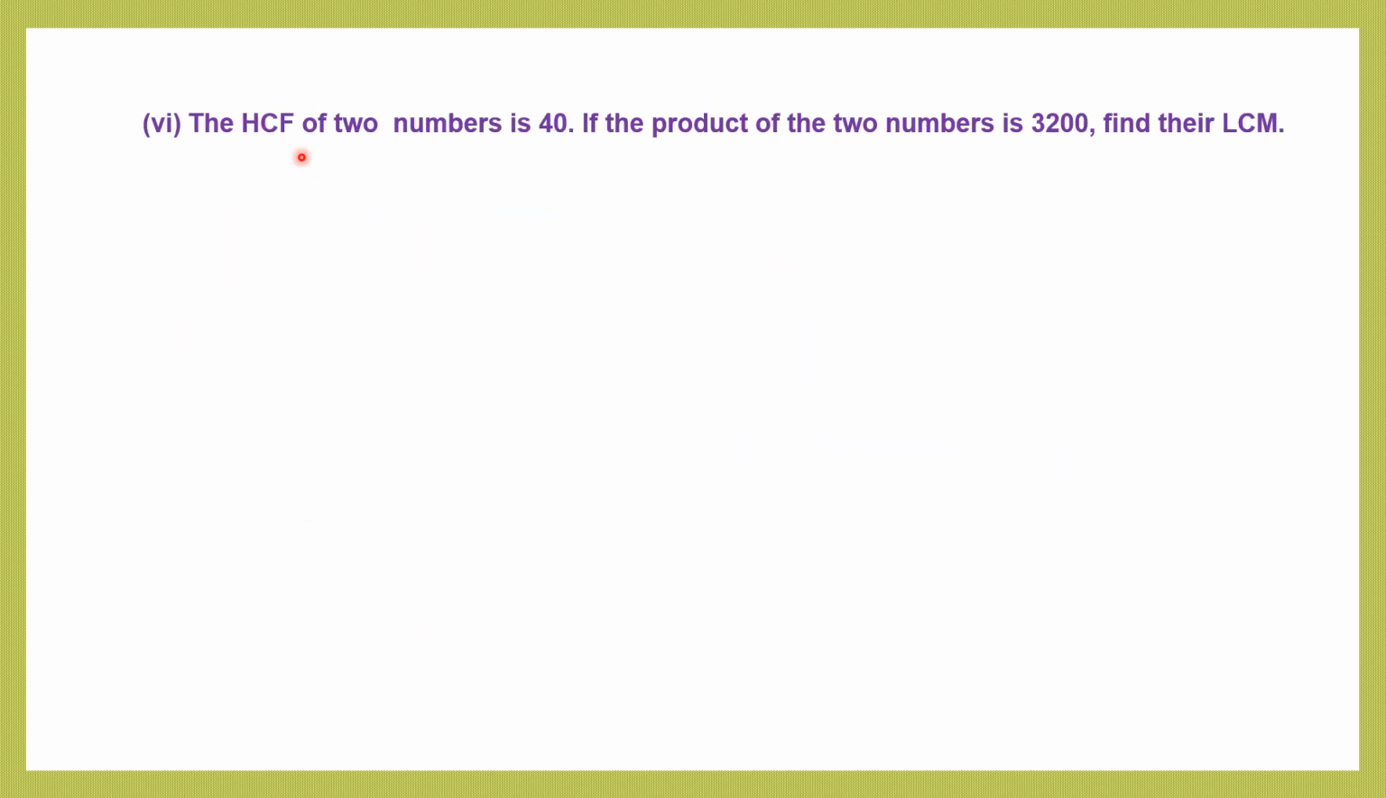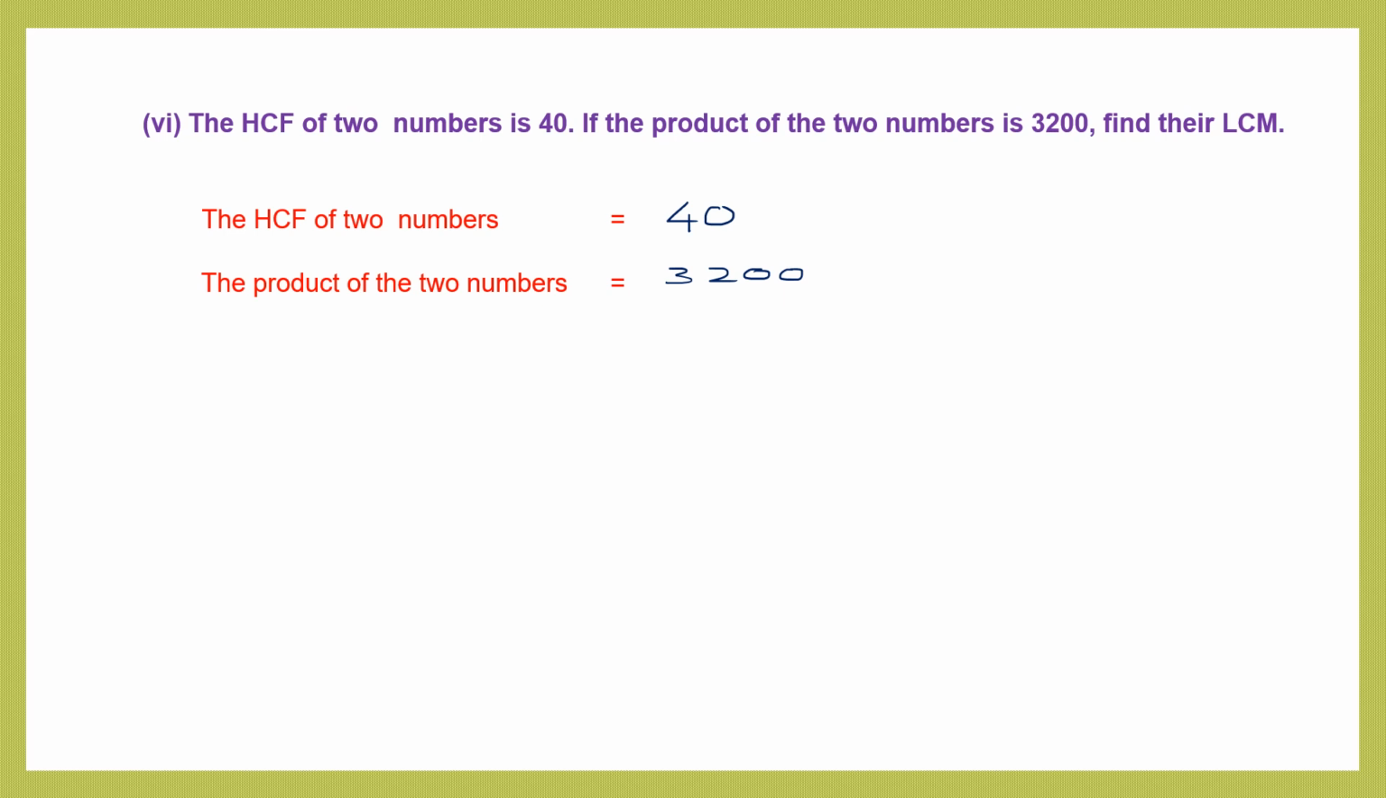Question 6. The HCF of two numbers is given this time, 40, and the product of the two numbers is given to us. We have to find the LCM. So for this also, there is a way to do it. First, your statements. The HCF of two numbers is 40. The product of two numbers is 3200. Now we have to find the LCM using this formula. The formula is product of two numbers divided by HCF.